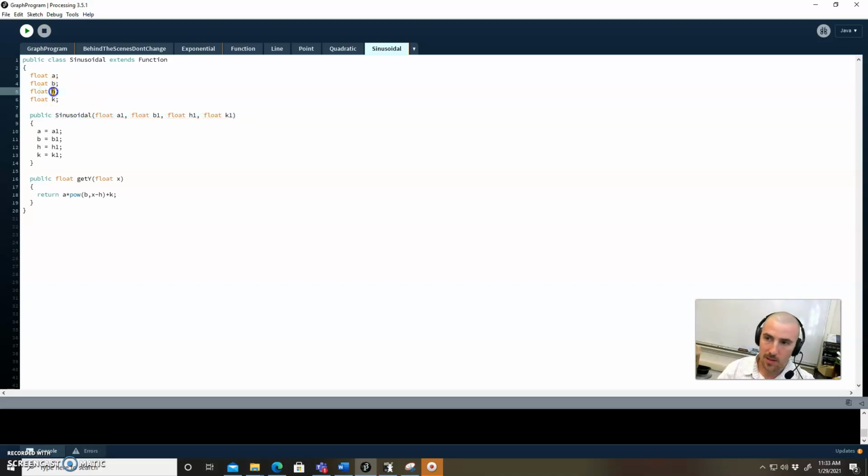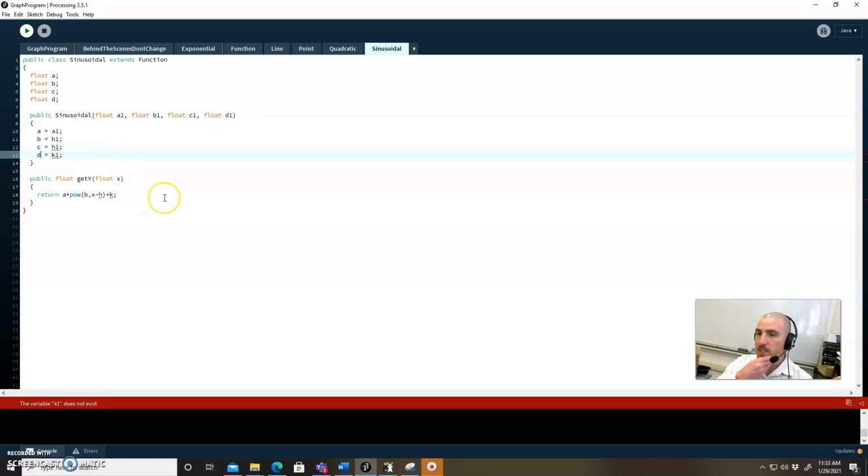And I'm just going to keep consistent with what the C1, D1, the way it did it in the reading. It called it A, B, C, and D. Okay. All right. So now we got to change get y, because it's not an exponential function. We're not doing power, right? We're doing sine function. Okay, so let me think.